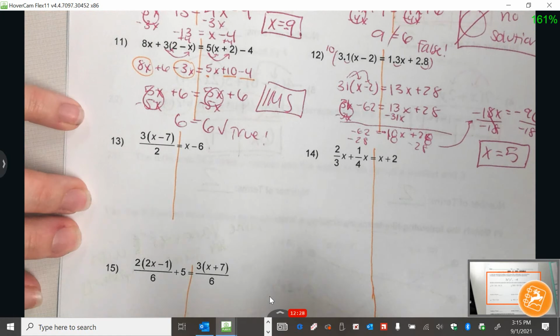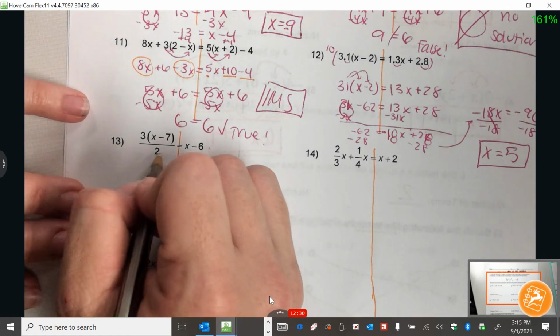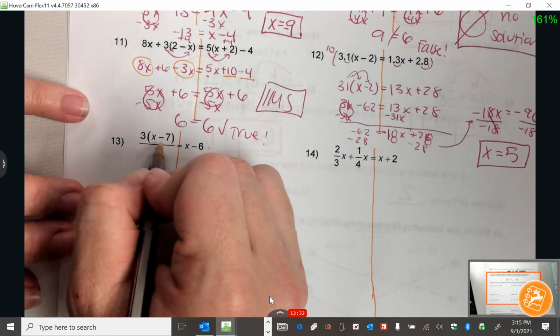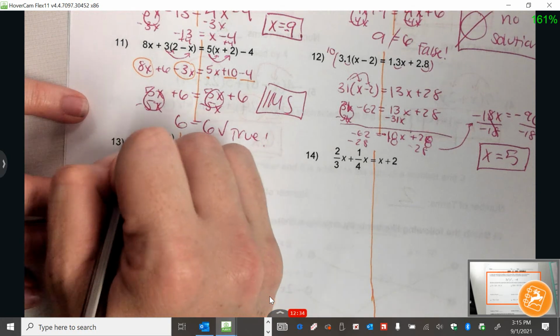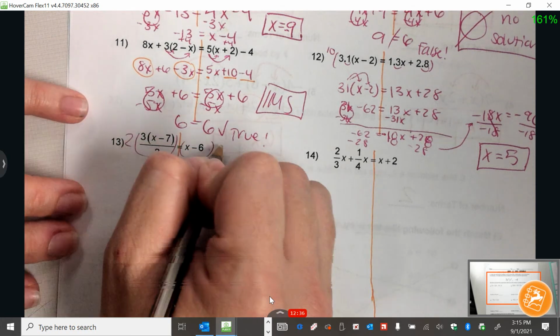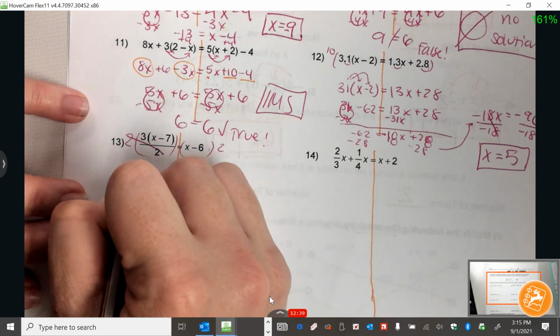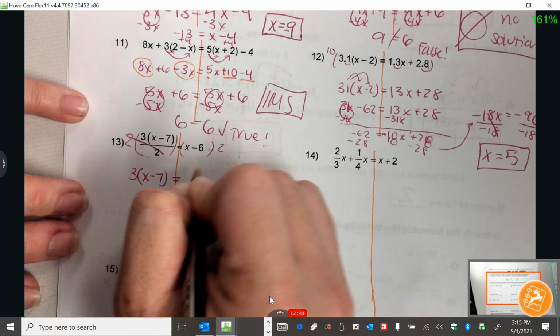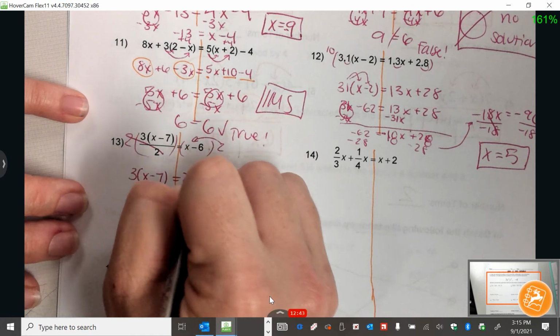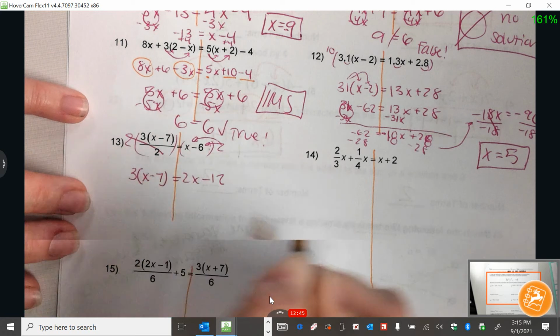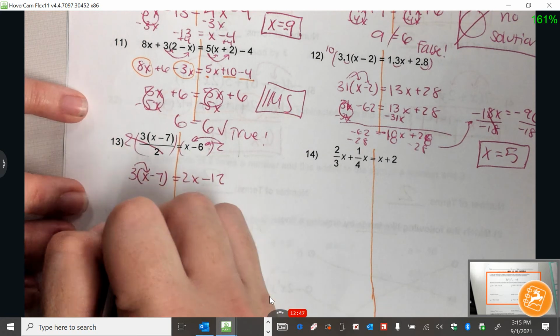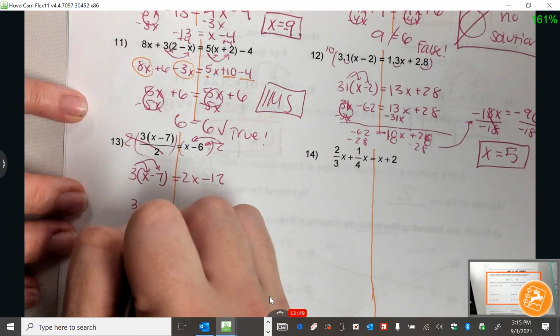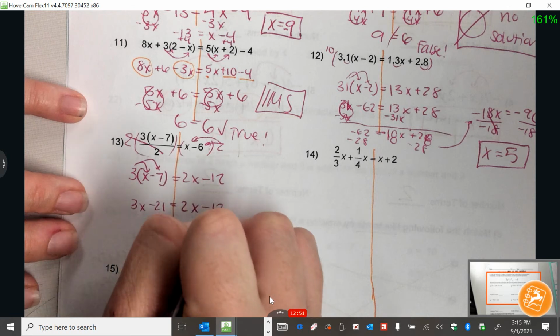Okay, let's look at 13. So here I have a fraction, it's all over 2, and here I have nothing. So I'm just going to multiply both sides by 2, because that cancels, and I get 3x minus 7 equals 2x minus 12. I do need to distribute this side. 3x minus 21 equals 2x minus 12.